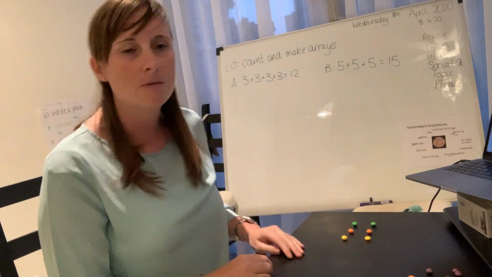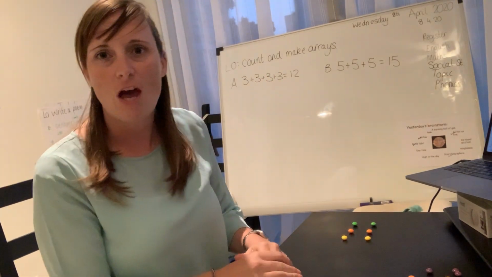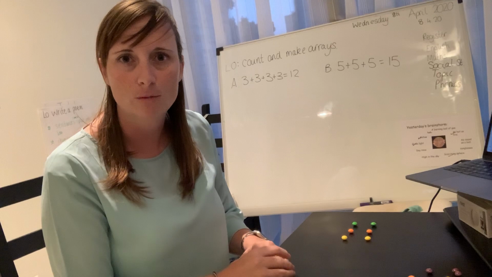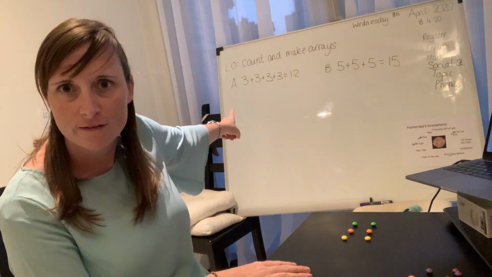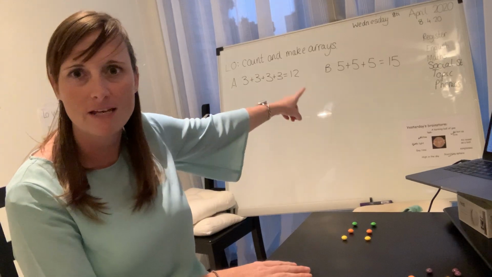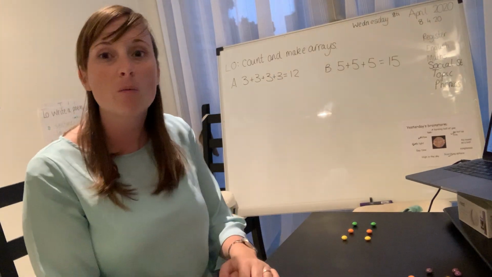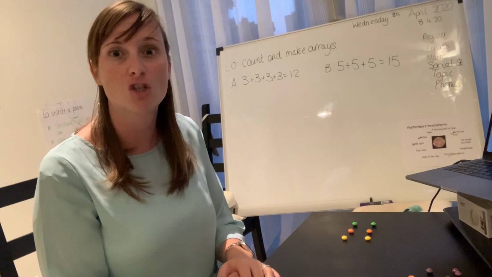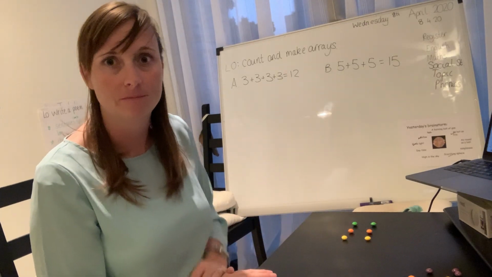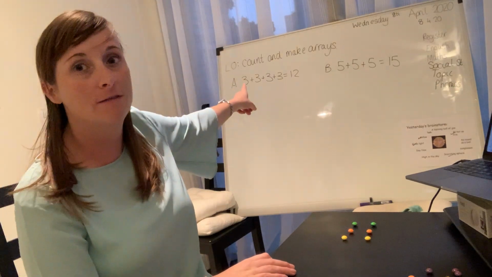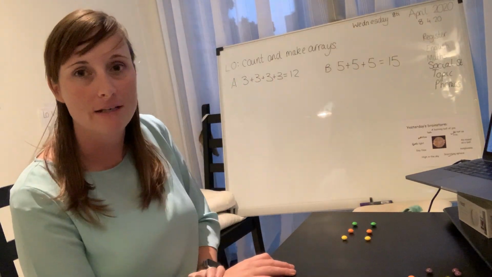So today I'm going to give you some numbers, just like we have on the board, and I would like you to make those arrays for me. So remember, this one here, I've got 4 lots of 3. 3 plus 3 plus 3 plus 3 equals 12. I'm not worried about the answers today. I'm just showing you how to make arrays and how to count in arrays. That's what our learning objective is after all, to count and make arrays.